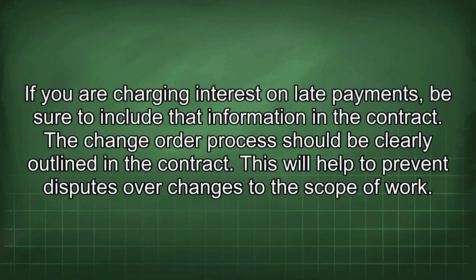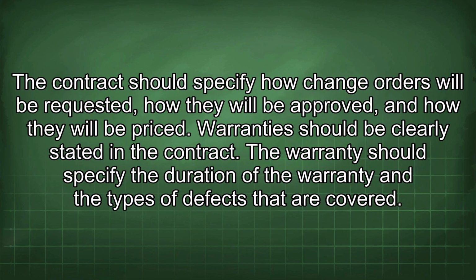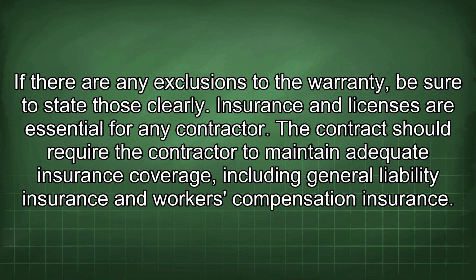The change order process should be clearly outlined in the contract. This will help to prevent disputes over changes to the scope of work. The contract should specify how change orders will be requested, how they will be approved, and how they will be priced. Warranties should be clearly stated in the contract. The warranty should specify the duration of the warranty and the types of defects that are covered. If there are any exclusions to the warranty, be sure to state those clearly.